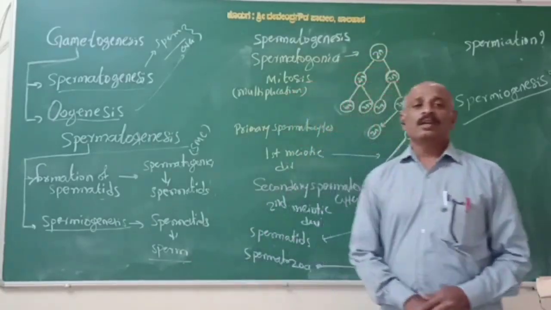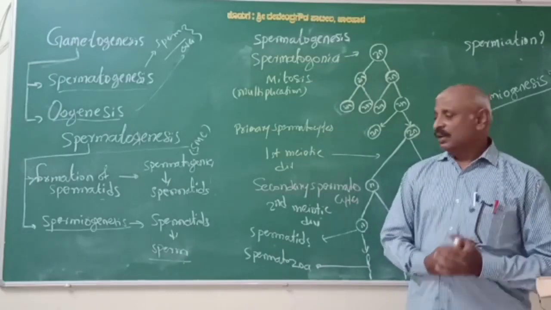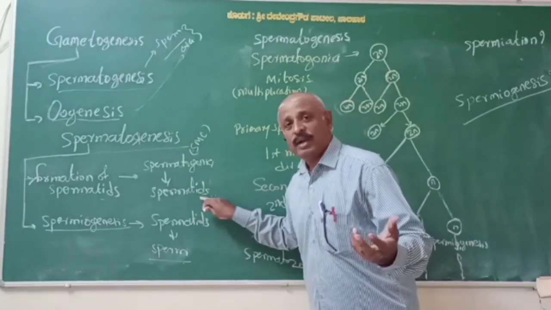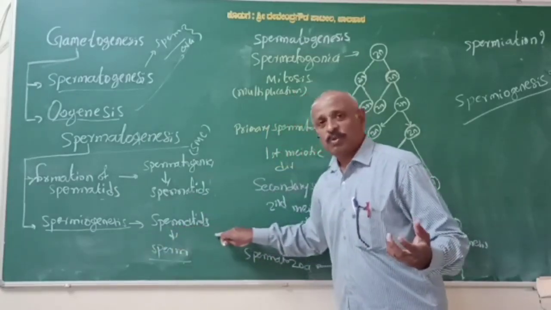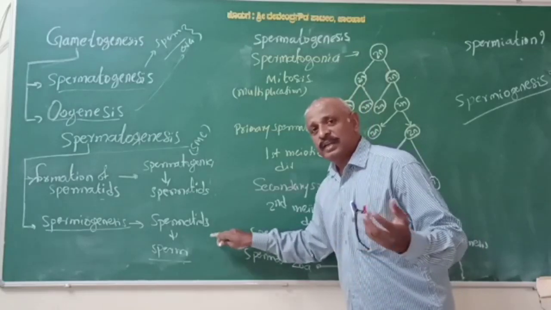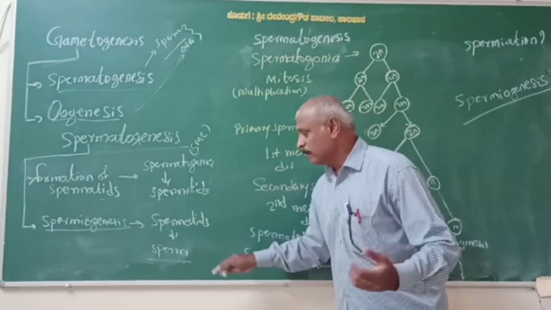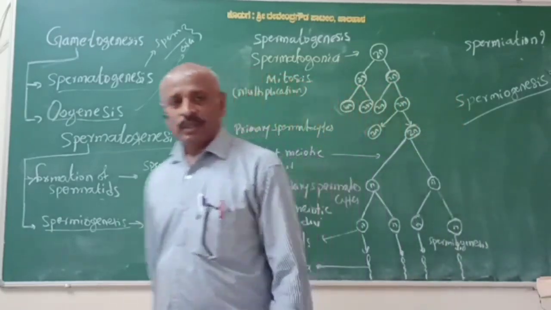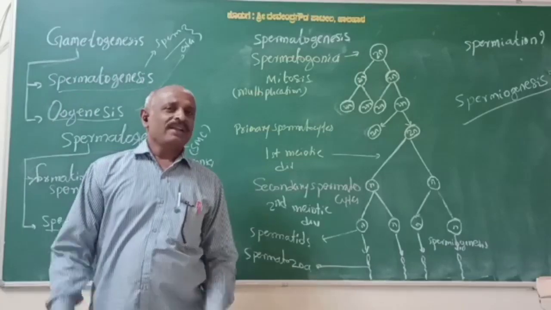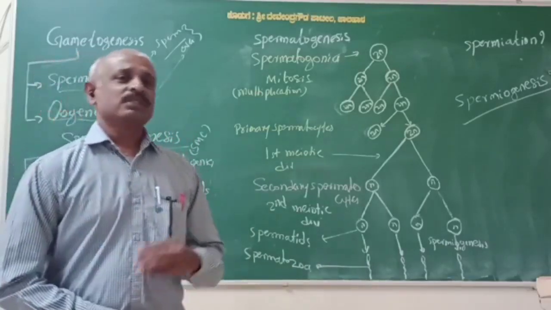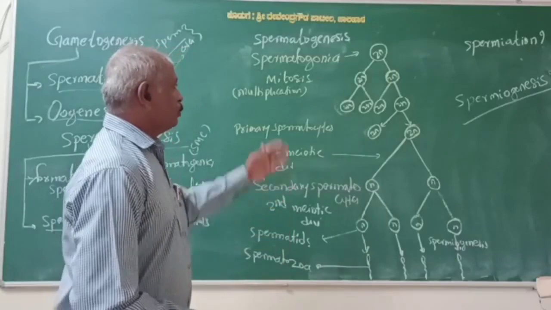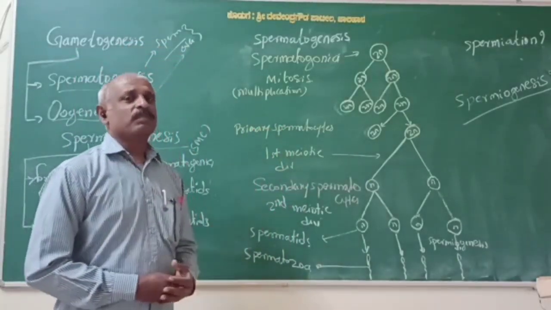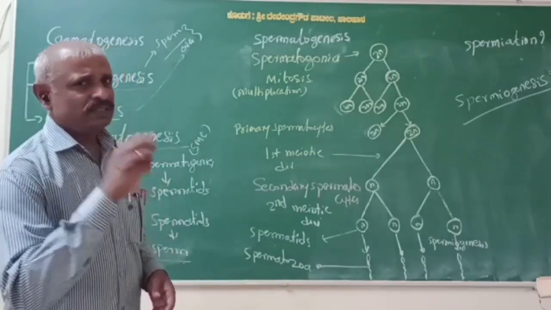We say spermatozoa, we say sperm. That is the process. The spermatogonia get converted into spermatids. In the spermiogenesis process, these spermatids get converted into spermatozoa, the sperms. In the examination, they always ask to write the schematic representation of spermatogenesis. I am showing here the schematic representation of spermatogenesis. It is very simple.